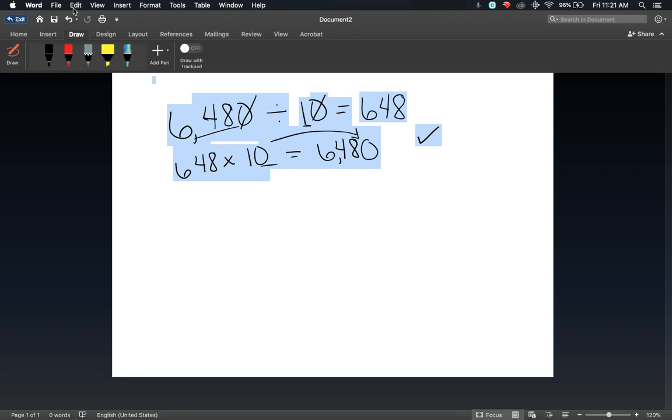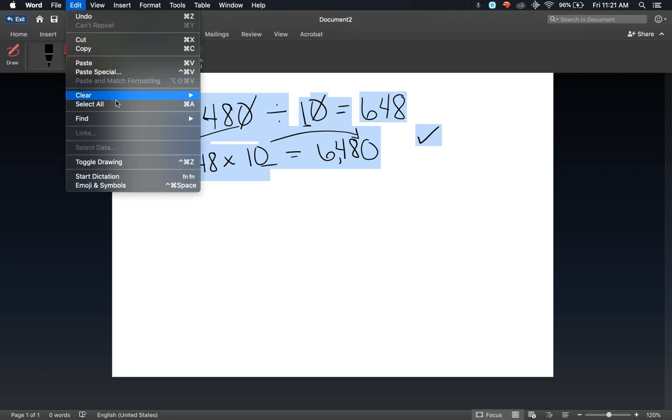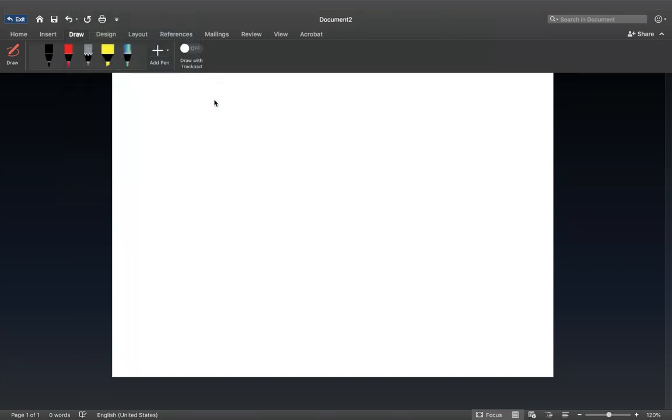My simple division rule there is that if I am dividing by 10, 100, or 1,000, I can take away however many zeros I have. So let's look at some more examples of that. Let's see if we can see the pattern just like we saw yesterday.